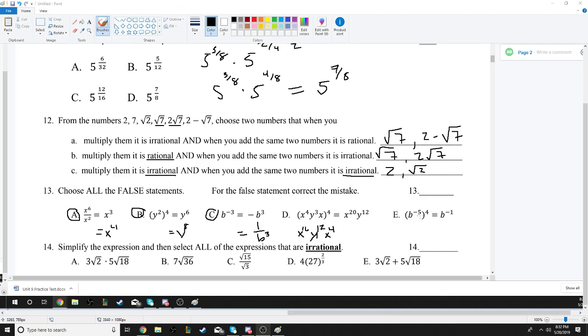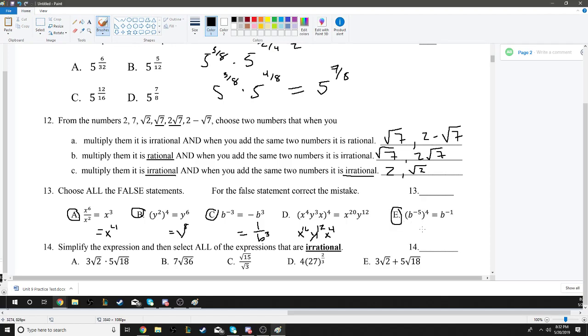And then for E, when you are separated by parentheses, that is also false. This needs to be b to the negative 20th, which is 1 over b to the 20th. Okay?